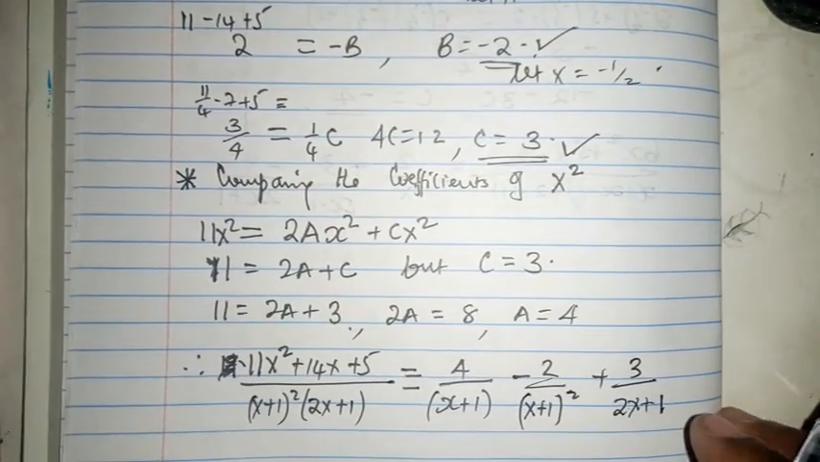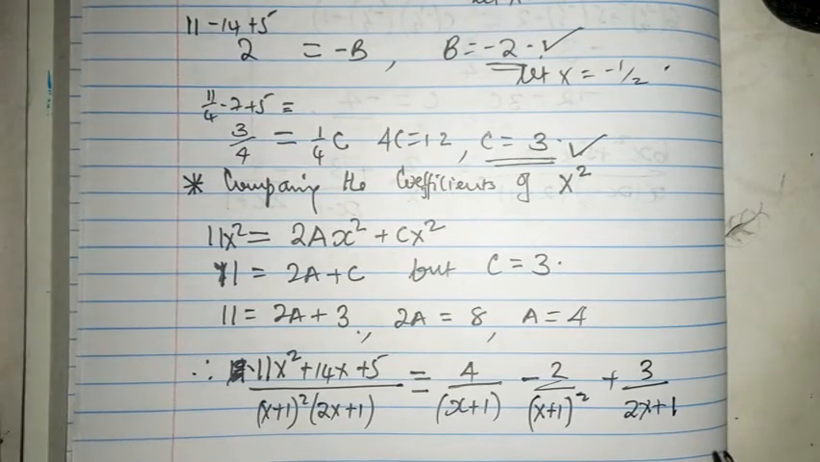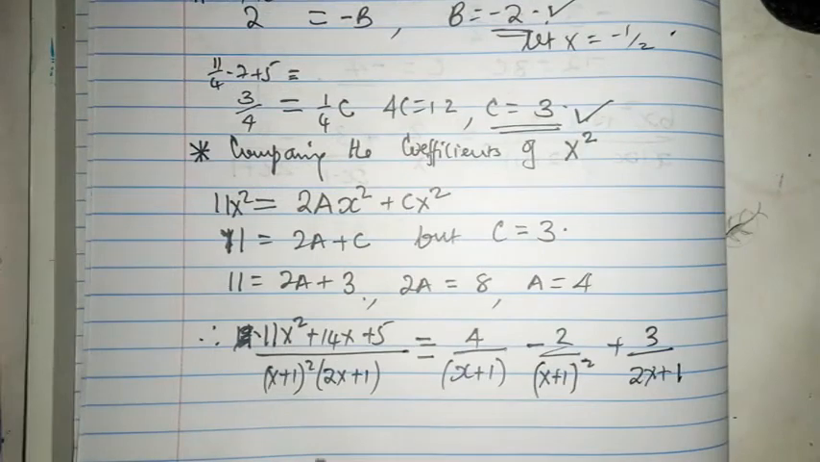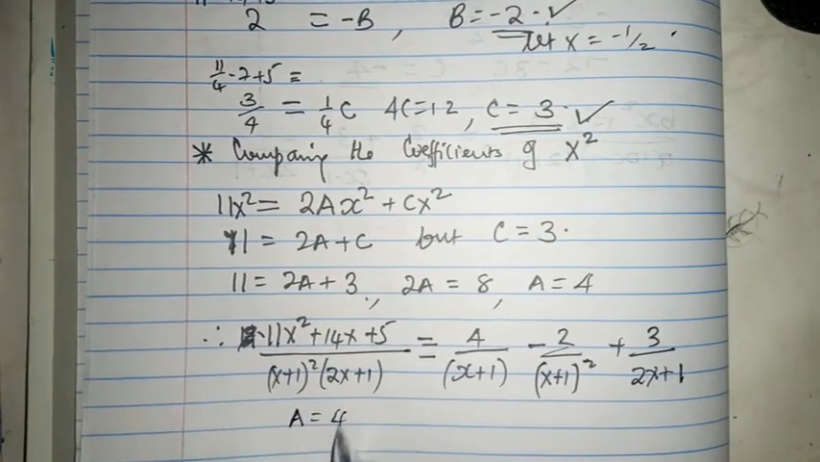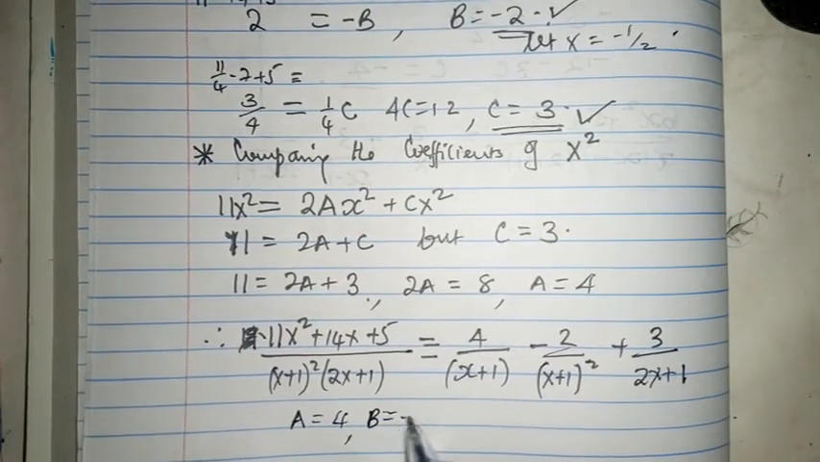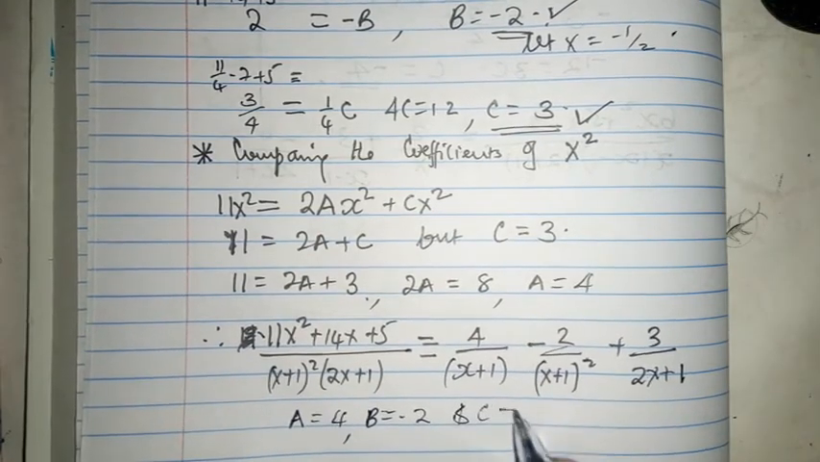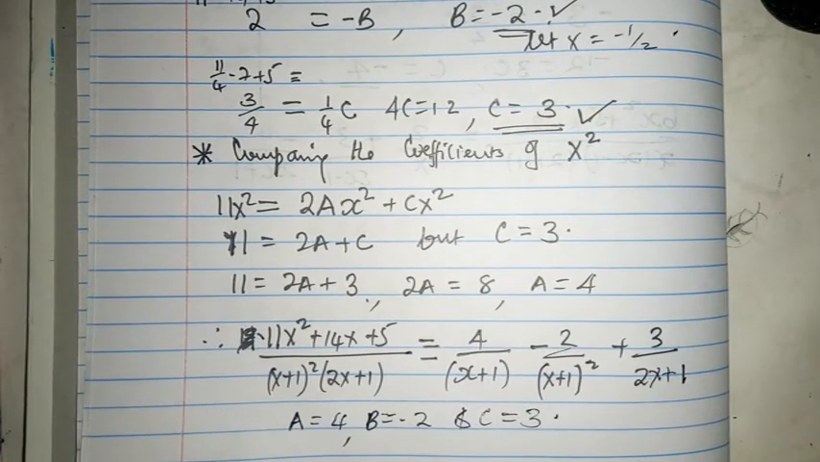And this is what we are supposed to show, and we have been able to get the values. So in a nutshell, we can simply say that a is equal to 4, b is equal to minus 2, and c is equal to 3. That way, we have been able to show exactly what we are supposed to prove. All right.